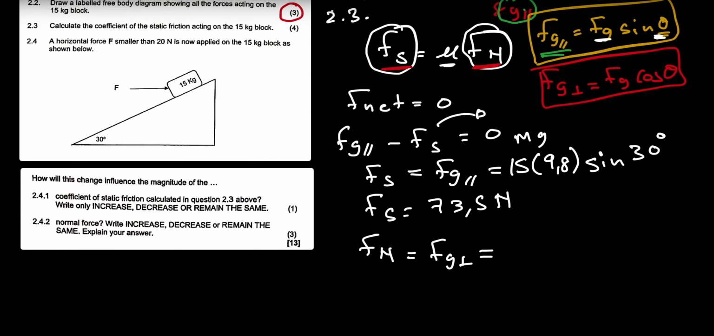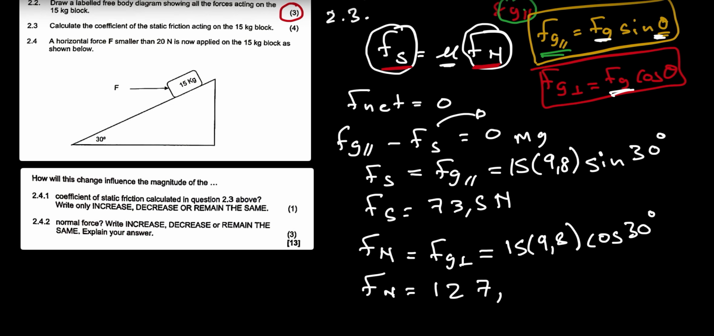And we know FG perpendicular is equal to what? The FG multiplied by cos of theta. Remember, FG is the mass multiplied by gravitational acceleration, but now we use cos of 30 degrees. So the normal force is equal to, let's punch that in our calculator, we just change there and put in cos of 30, and that gives us the normal force of 127.31 newtons.